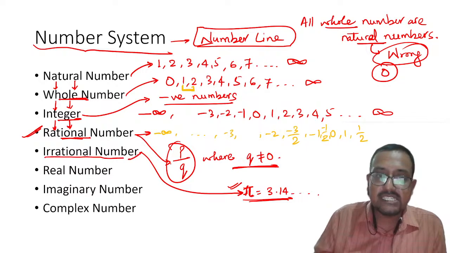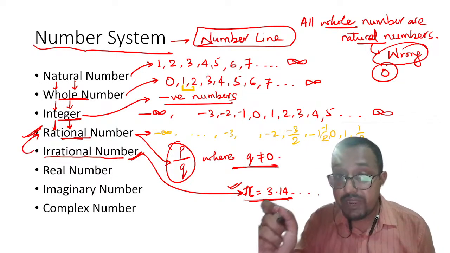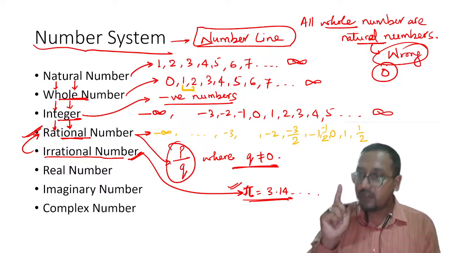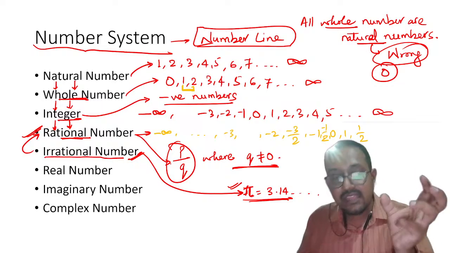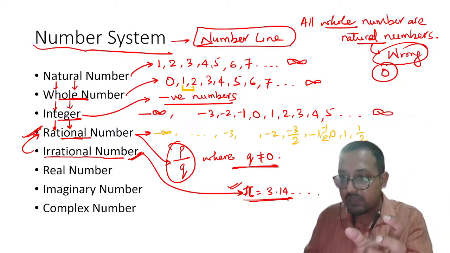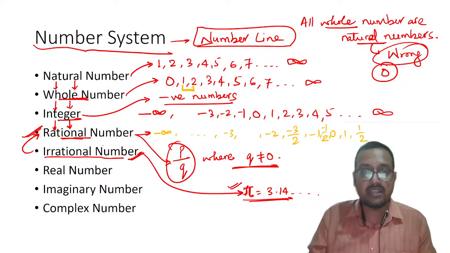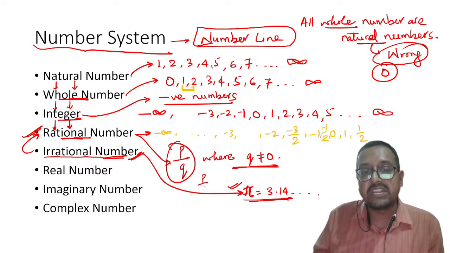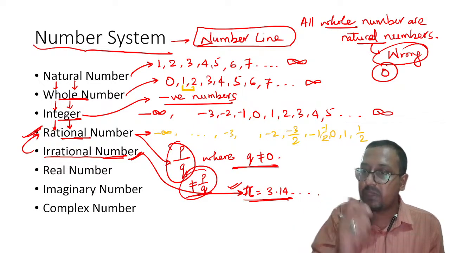So this was a separate set of numbers which was complementing rational numbers. Please remember here the flow is breaking. Both are complementary. An irrational number can never be a rational number, and a rational number can never be an irrational number. So what is an irrational number? Any number which cannot be represented in the form of p by q.